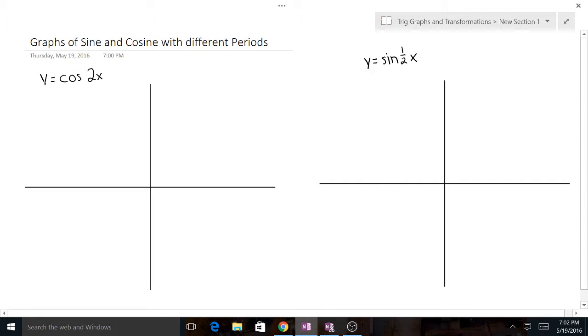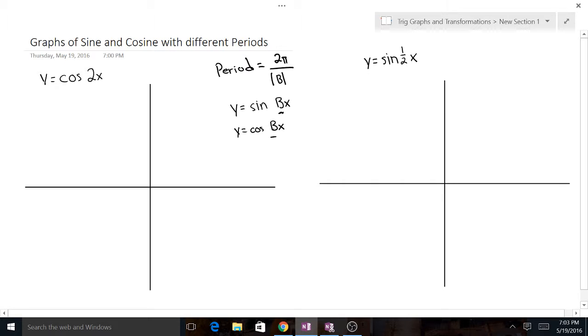Hey guys, so in this video we're going to show graphs of sine and cosine when they have different periods. A period can be defined for sine and cosine as 2 pi over the absolute value of b, and the b you get from y equals sine bx, the coefficient of whatever is in front of x, or y equals cosine bx. So you take the absolute value of that b and put it under 2 pi, and that'll give you the period length.